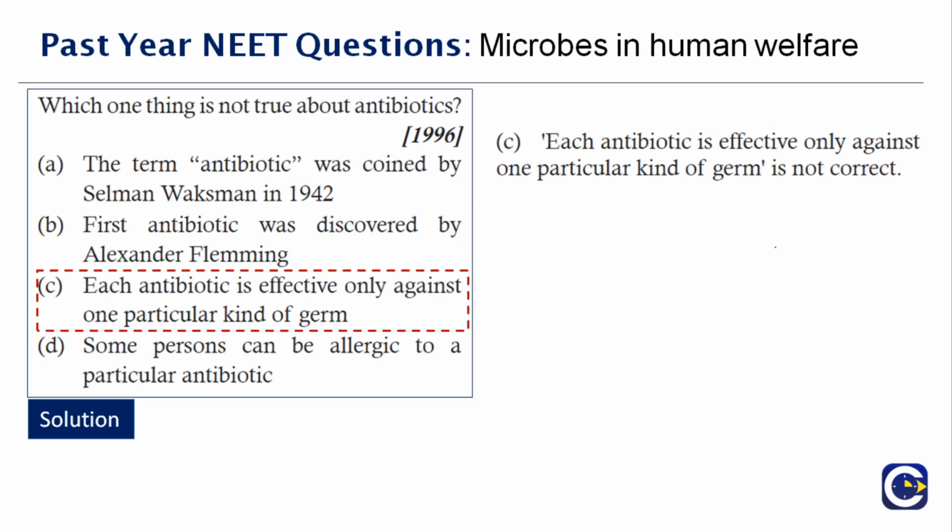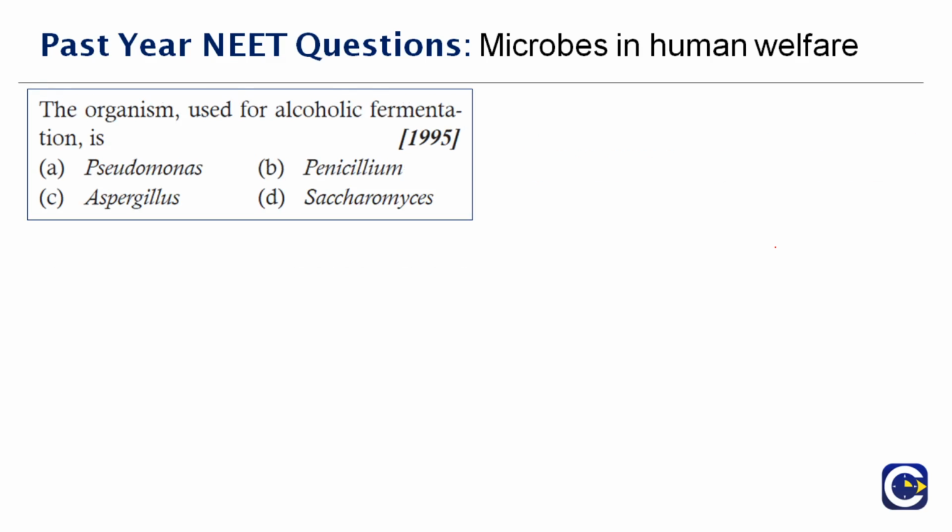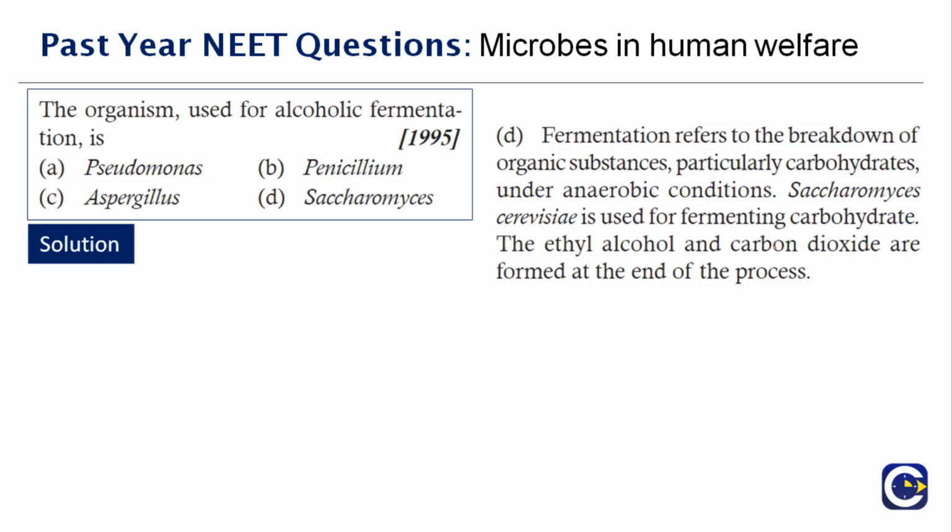Okay. Next question here. The organism that is used for alcoholic fermentation. It's again a repetitive question here. Yes, the correct answer, as you all know, is option D, Saccharomyces. Okay. So the ethyl alcohol and carbon dioxide that are formed as the end process. Ethyl alcohol will be the end product, and carbon dioxide will be the liberated gas during the process.